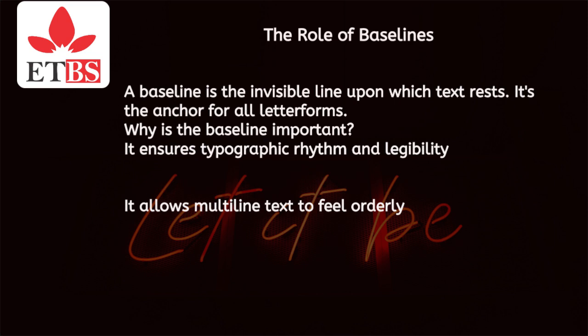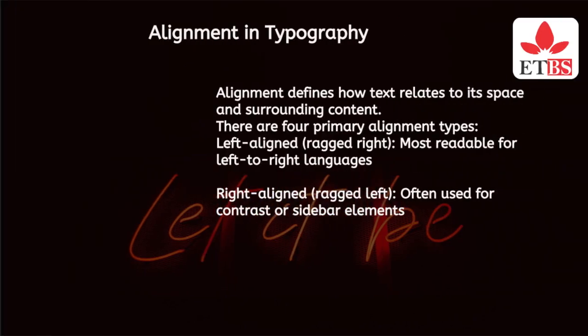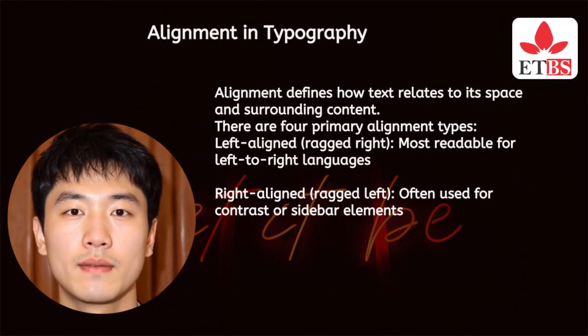Baseline grid, a consistent horizontal grid that lines up across text boxes, columns, and sections to maintain rhythm in long-form text and editorial design. Tip: always align paragraph text to a baseline grid in print or editorial design for professional aesthetics.